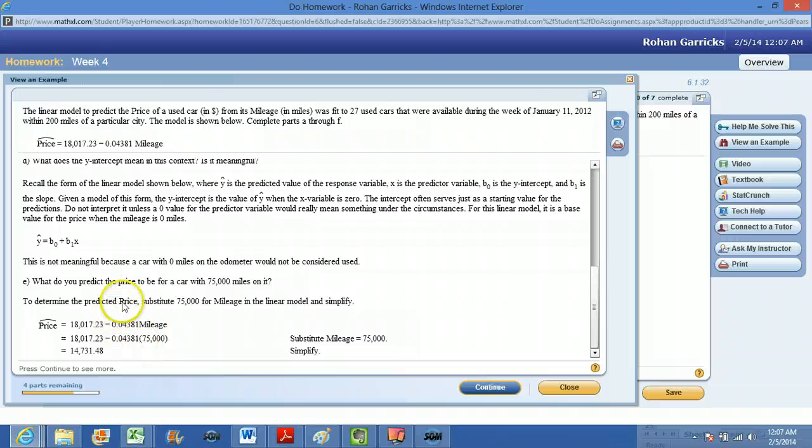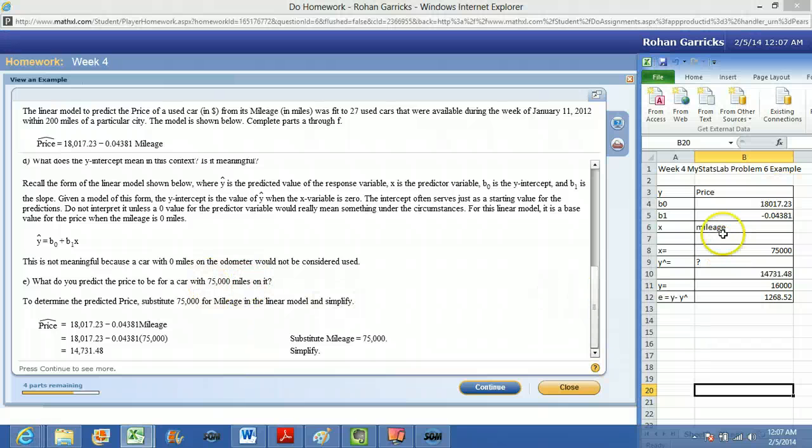So to determine the predicted price for 75,000 miles, now looking at this Excel sheet here, from the equation b0 is equal to 18,017.23, b1 is negative 0.04381, and then the mileage x, if you input it, 75,000 is unknown. Y, the forecasted y is unknown. It's going to be here.